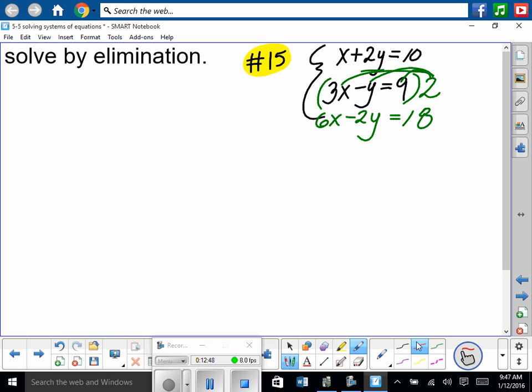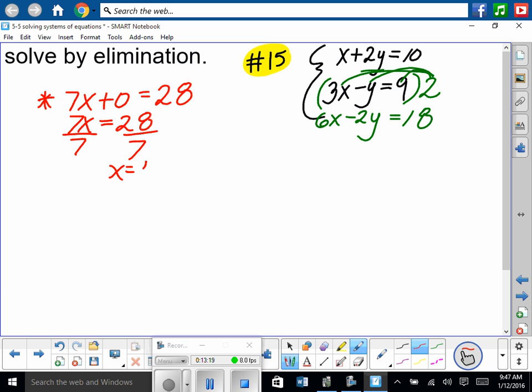So now, because we have exact opposites of y's, we can go ahead and squish the functions together, add them together. So x plus 6x is 7x. Positive 2y minus 2y is 0. 10 plus 18 is 28. Does everybody see how I did that? So then from there, we really just have 7x is equal to 28. Divide both sides by 7. x is equal to 4.